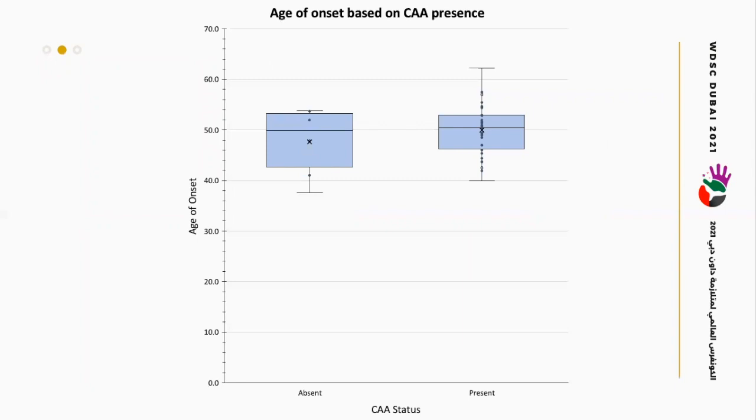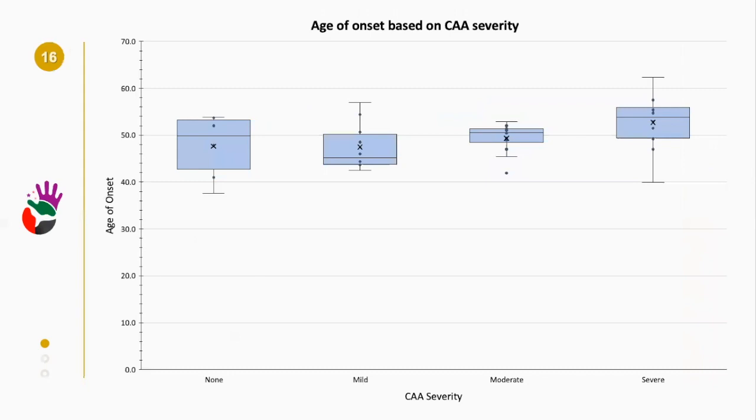But the thing is, when we actually put this on a graph, we couldn't see any significant difference, even in the graph, between those who had CAA absent and those who had CAA present in terms of age of onset. The error bars are overlapping. There isn't a significant difference between the medians, so there wasn't much to say here.